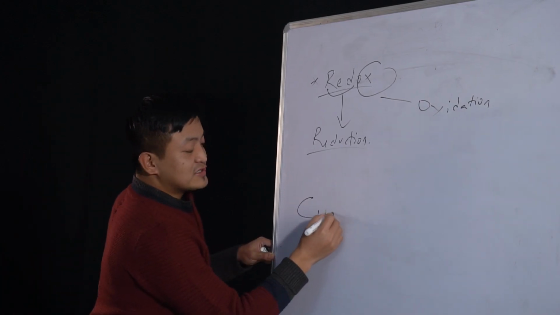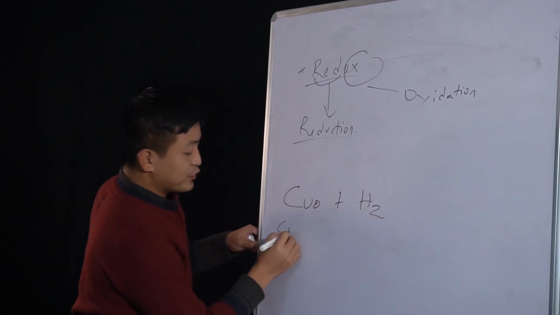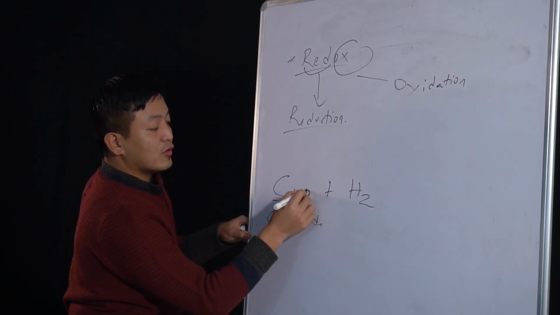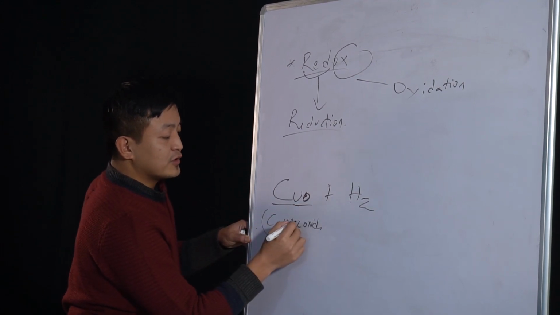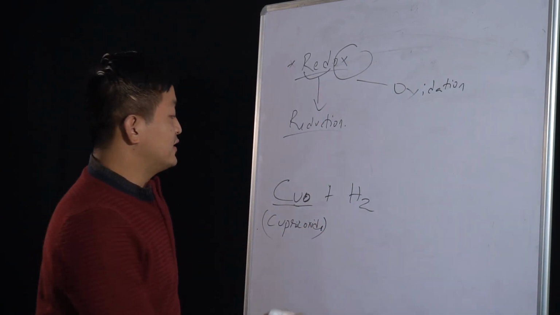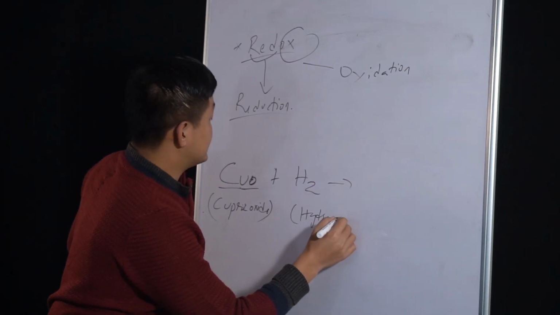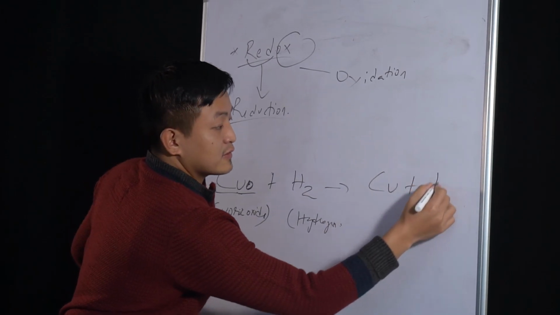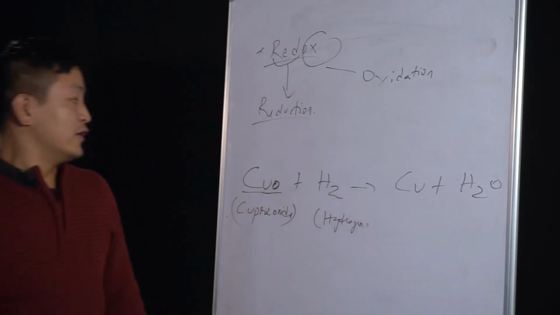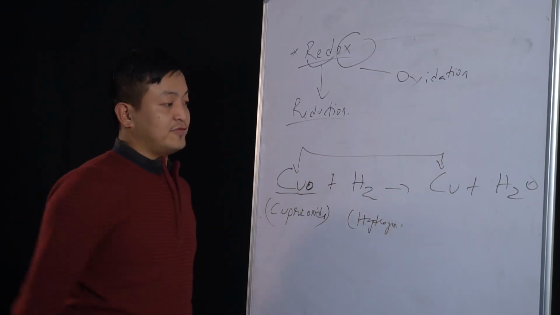So this equation I have given you in the last class. Cupric oxide, Cu stands for copper, O is oxygen here, so together it is cupric oxide. And this is hydrogen. So together it gives copper and H2O here. So here reduction takes place, where there is a loss of oxygen.